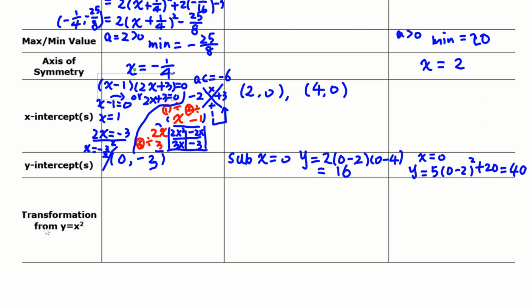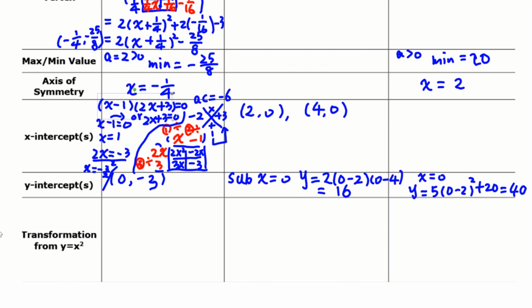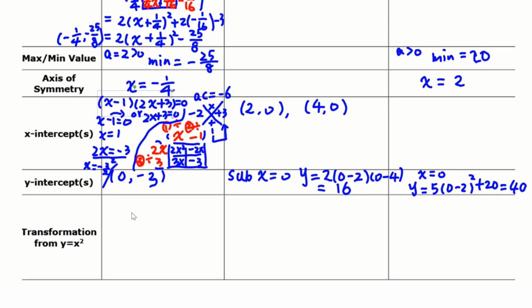And for the transformation from y equals x squared, we are going to look at the vertex. The parent function has its vertex at 0, 0. This is y equals x squared, so this is the original parent function. Then the p value is the x-coordinate of the vertex, left-right; the q value is up-down; and the a value is the stretch.